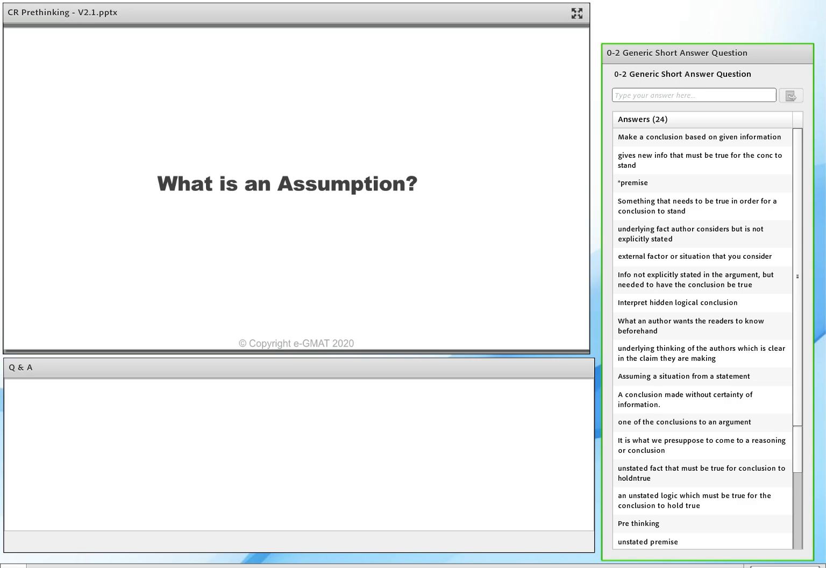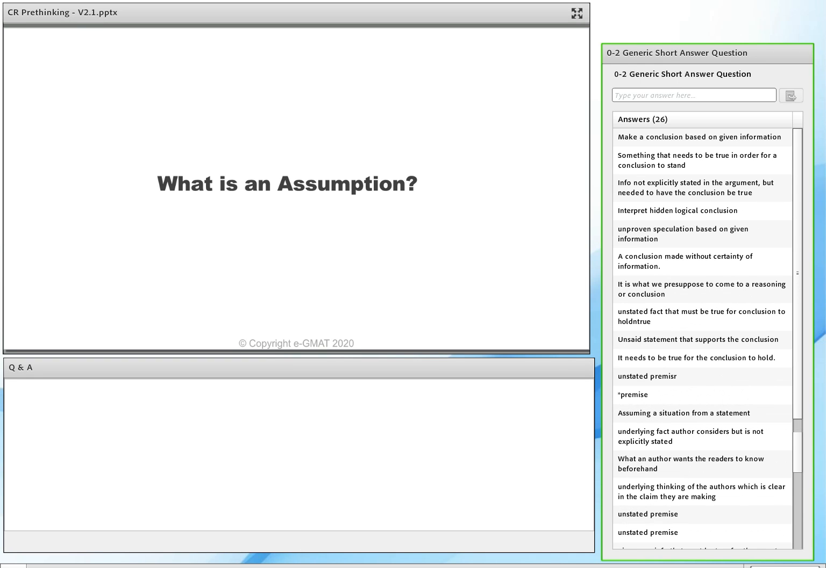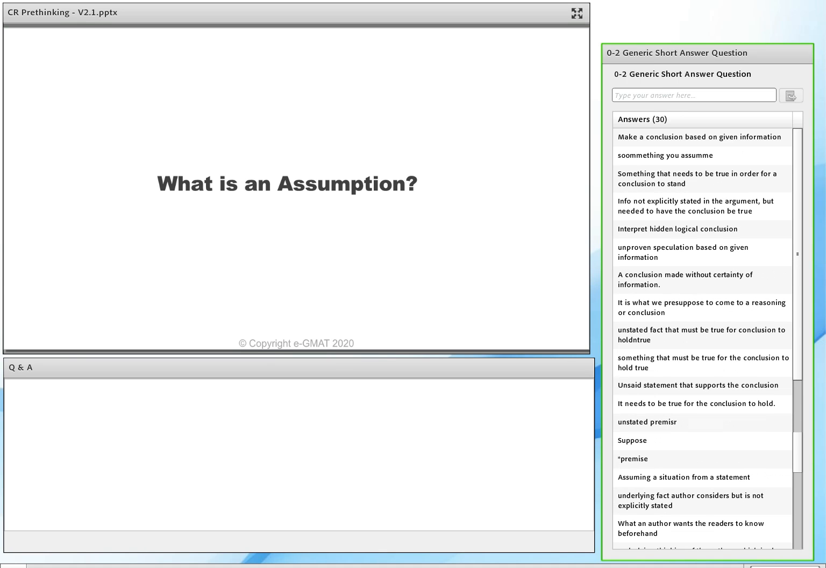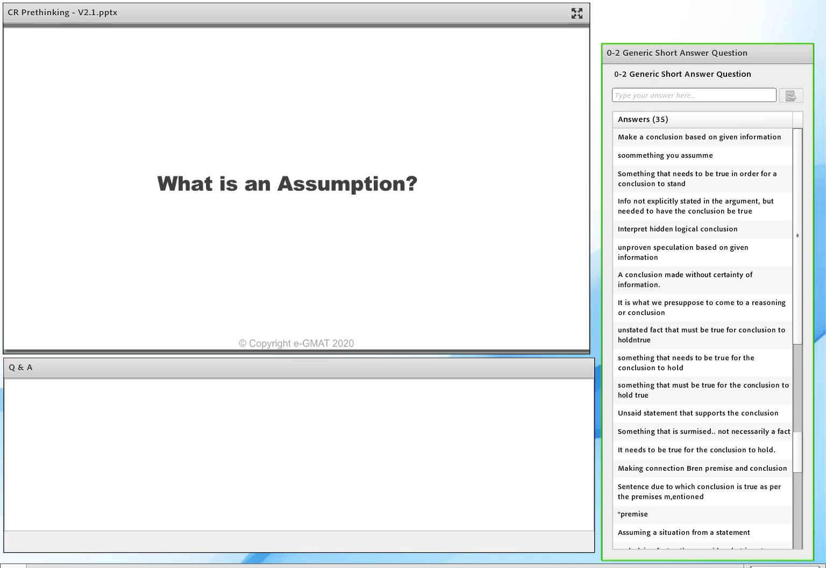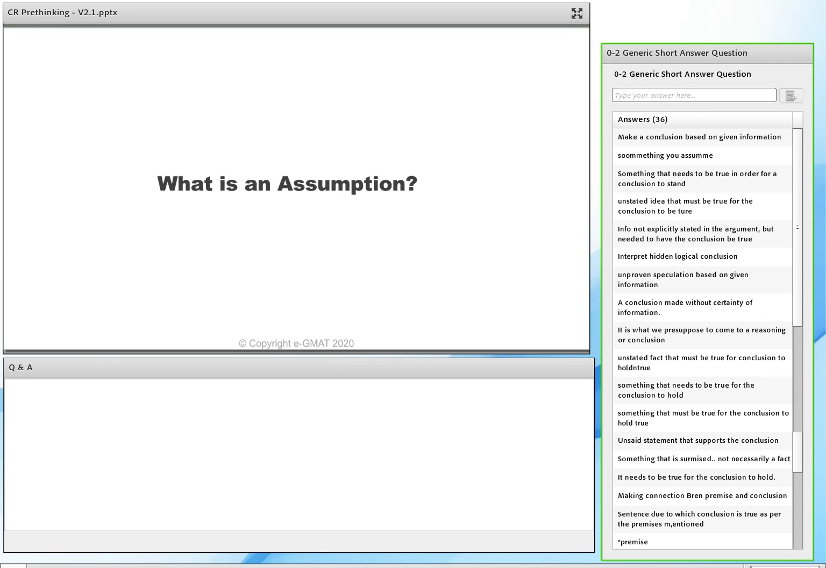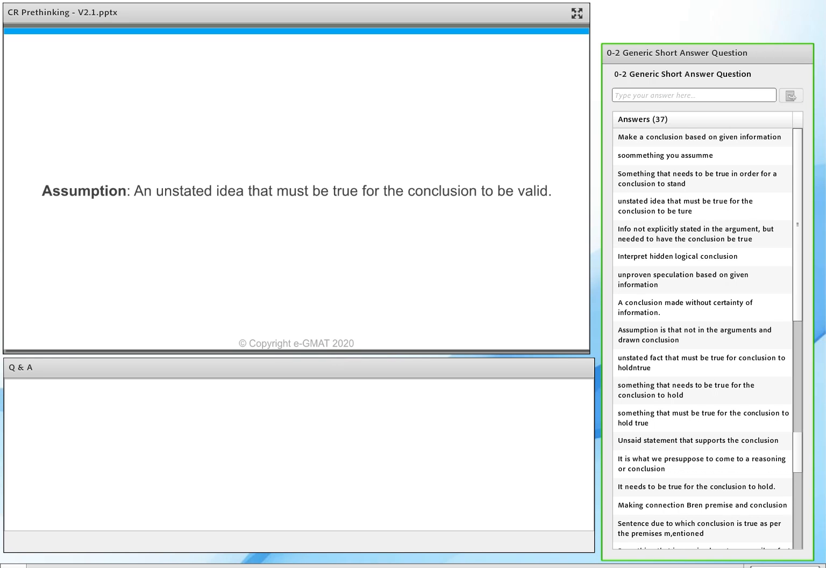Let's broadcast results. Unstated statement that supports the conclusion. Unstated fact that must be true for the conclusion to hold true. That's a really good answer. Interpret hidden logical conclusion. Okay, not necessarily. An assumption doesn't need to be a claim or a conclusion. Unstated premise. Every assumption is an unstated premise, but every unstated premise is not an assumption. Something that needs to be true in order for the conclusion to stand. That's good. So some of you have come up with really good answers. Others are around the right idea, but not as precise.